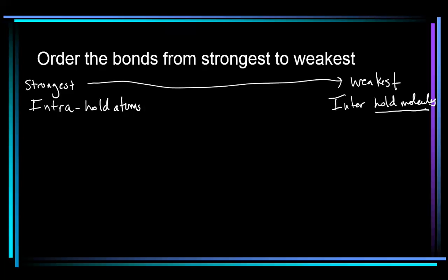here we go. The strongest of all the intramolecular bonds is, well, you've got three choices, two of which we have talked about at great length.